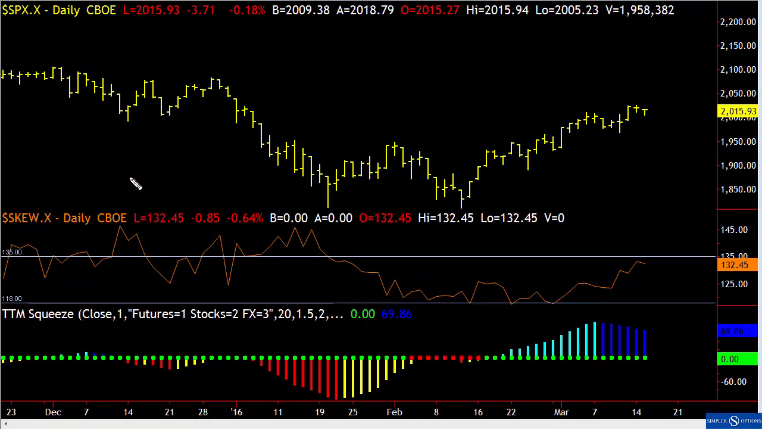If we have a skew that's over 135, then I am not that interested in the long side, because the potential of a sell-off is higher. Conversely, if I'm looking at the stock market and the skew's 120 or below, I don't want to be short. In fact, I want to look for a bounce. As we head into FOMC, we're back into that be careful being long area.